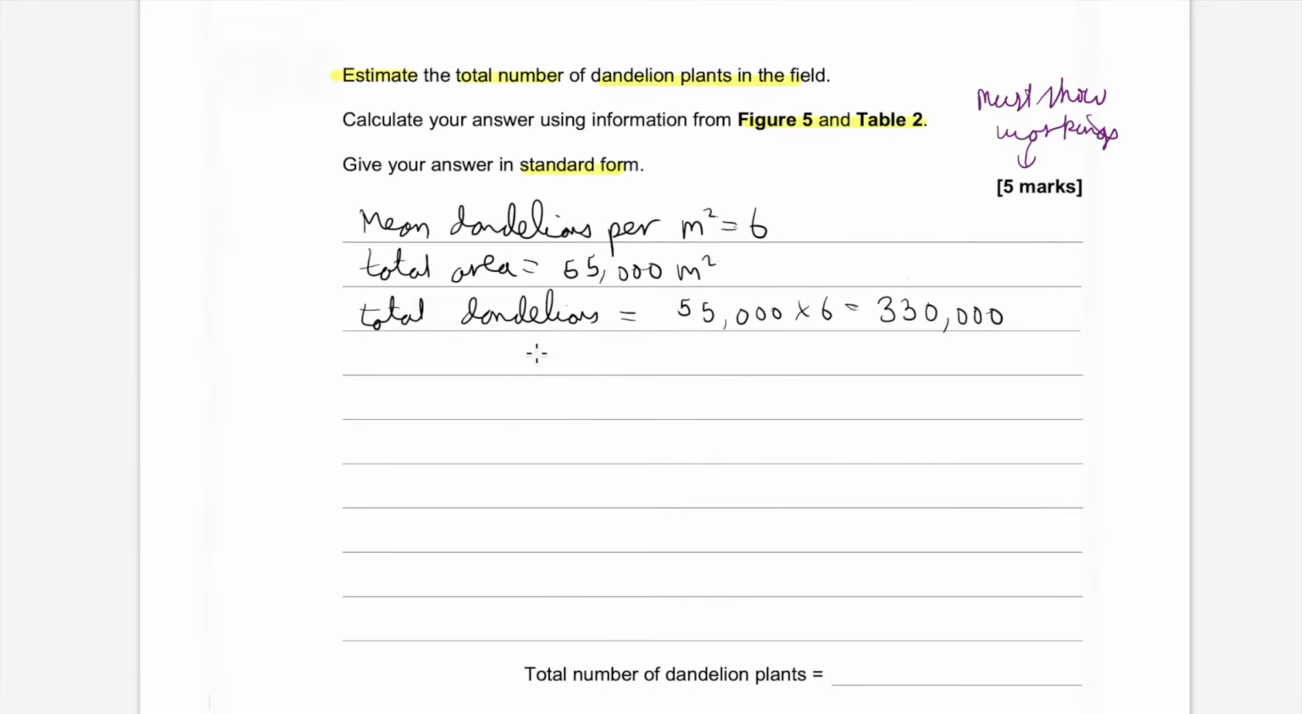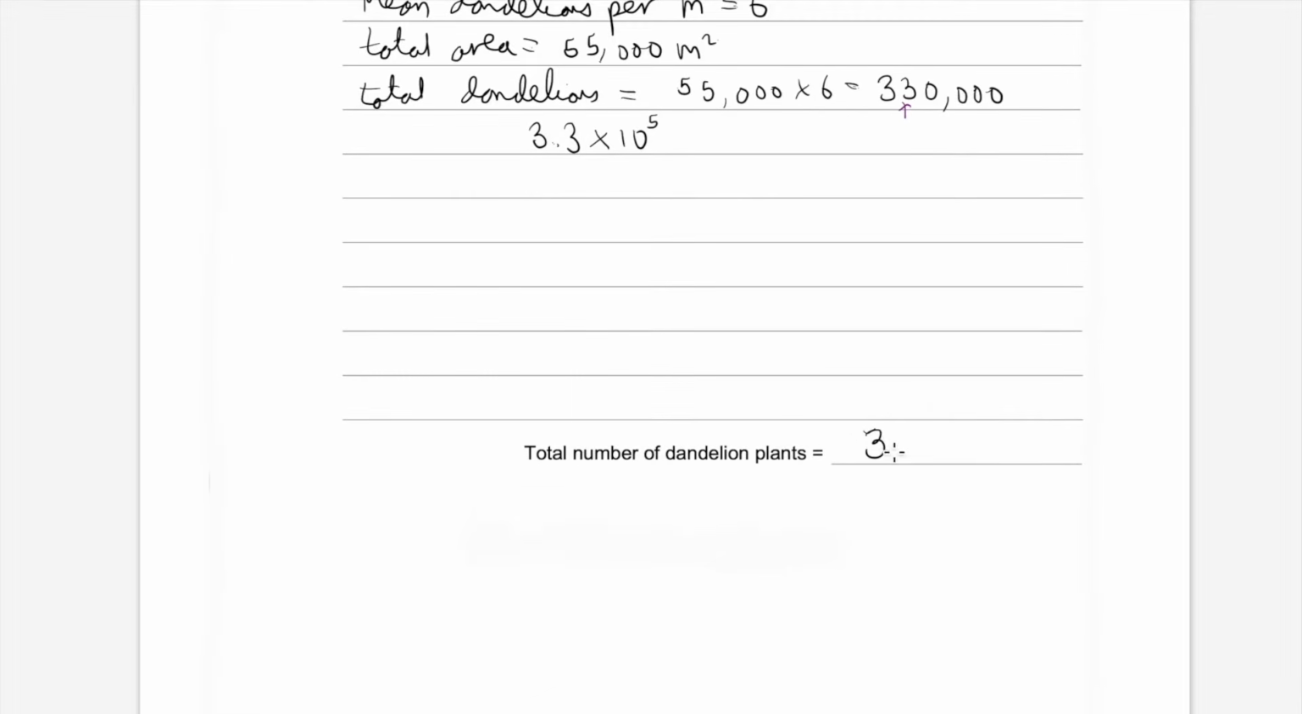This is not in standard form, and to put it into standard form, we have to have a number between 1 and 10 multiplied by 10 to the power of something. 3.3 will be our base number, and to find the power to which 10 is raised, we're going to count the number of digits to the decimal point after the first 3. This gives us a value of 5, so it's 3.3 times 10 to the 5. This is our final answer.